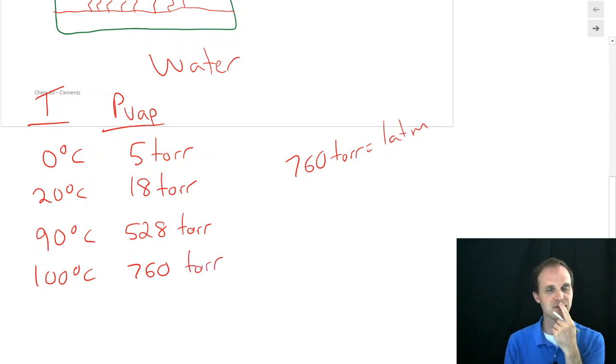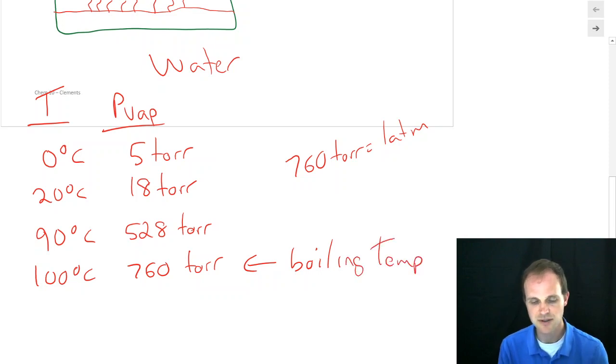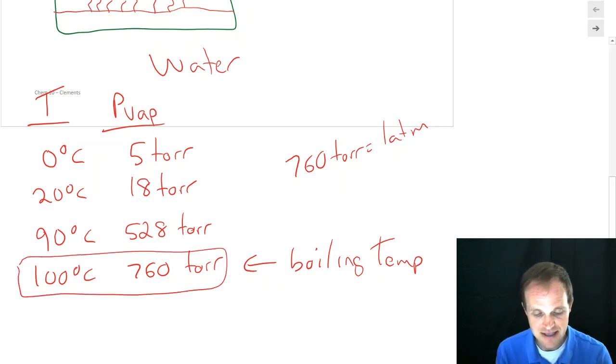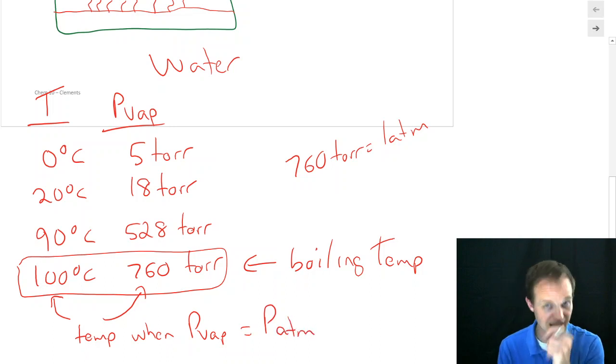Well, that's an interesting number because if you recall, what temperature does water boil at? Well, it boils at 100 degrees Celsius. And so it turns out the boiling temperature here just happens to be when the vapor pressure is 760 torr, which happens to be 1 atmosphere. And the answer is no, it's not because it happens to be. That's actually the definition of something boiling. The definition of something boiling is the temperature at which the vapor pressure is equal to the atmospheric pressure. P vap, the vapor pressure, equals P atm, the atmospheric pressure.